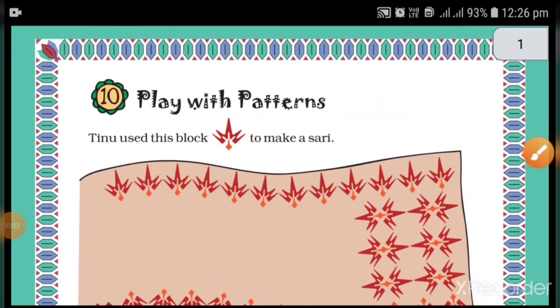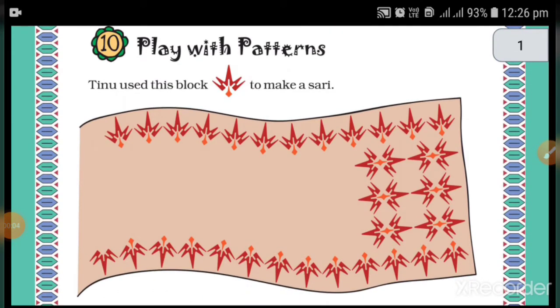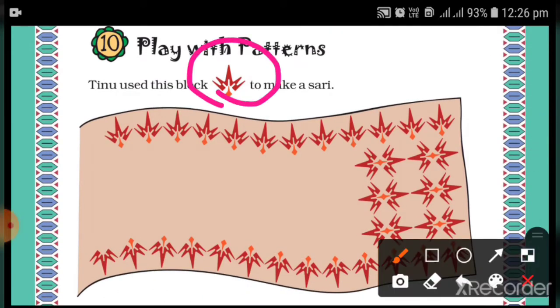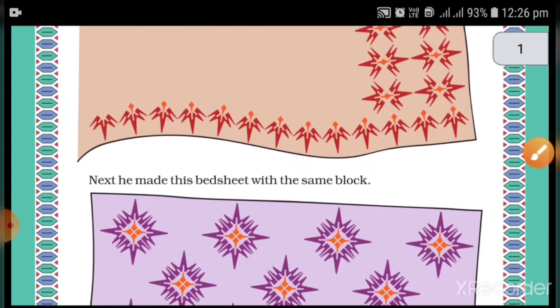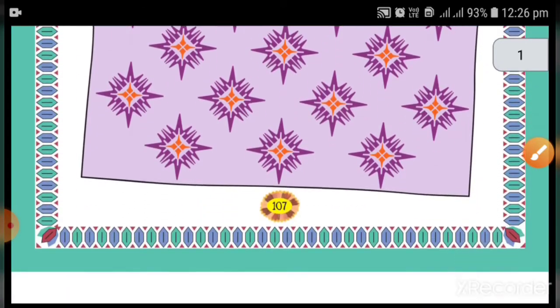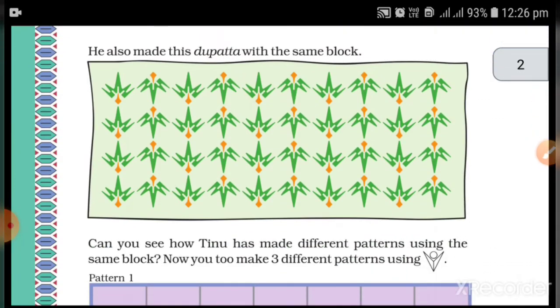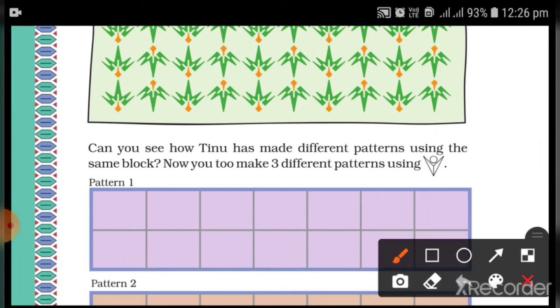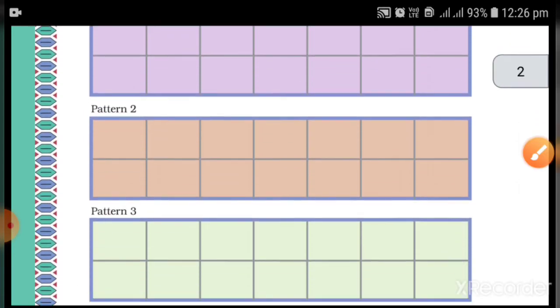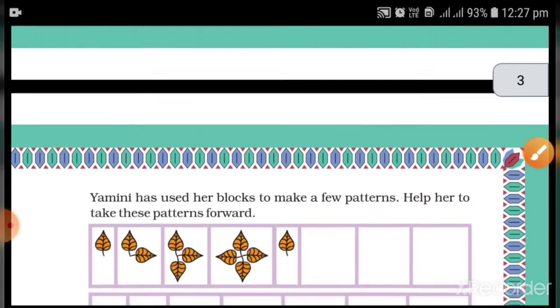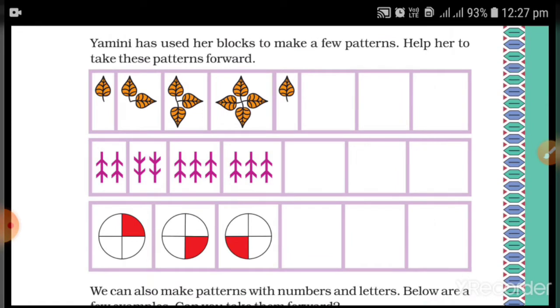Chapter number 1, play with patterns. As you can see, one block can make a beautiful design in the sari, in bedsheet, in dupatta. Now you have to make a beautiful design with the help of these blocks in these three pattern boxes. Next, you have to do it yourself at your home.